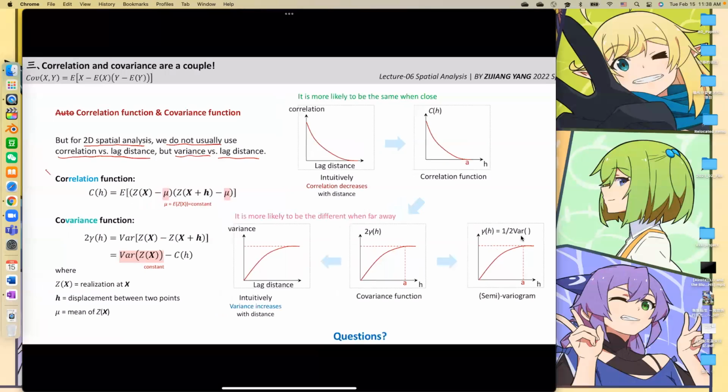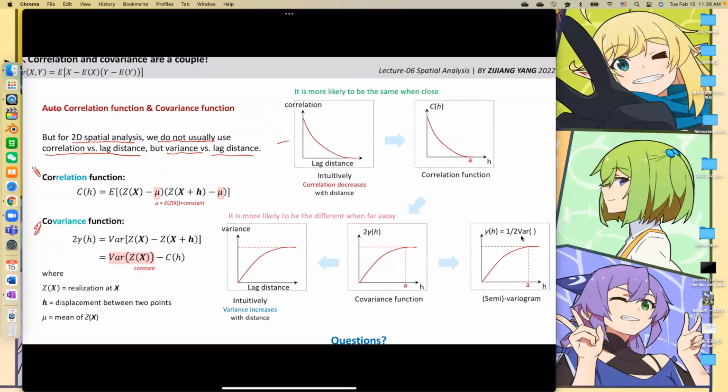And here is a definition of correlation function. And this is a definition of covariance function. Again, we are not doing the calculations, but for the concept, intuitively, we can see that for most of the situations, the correlation is decreasing with the lag distance. If we are very close to each other, it is very possible for us to have a high correlation. But if you get away from me, then our correlation will decrease. So let's describe this relation. And this relation is described by the correlation function on the left side.